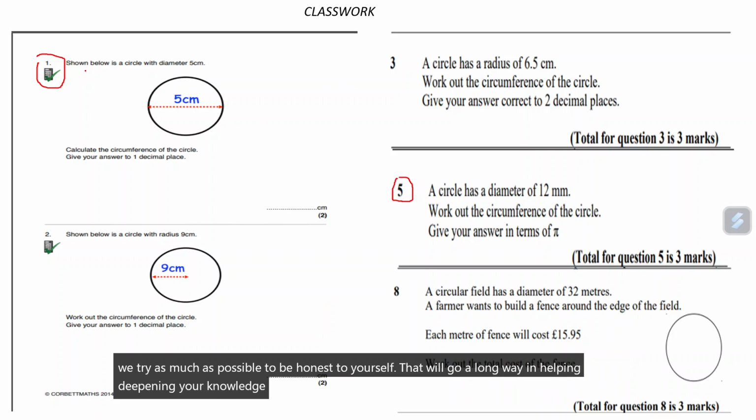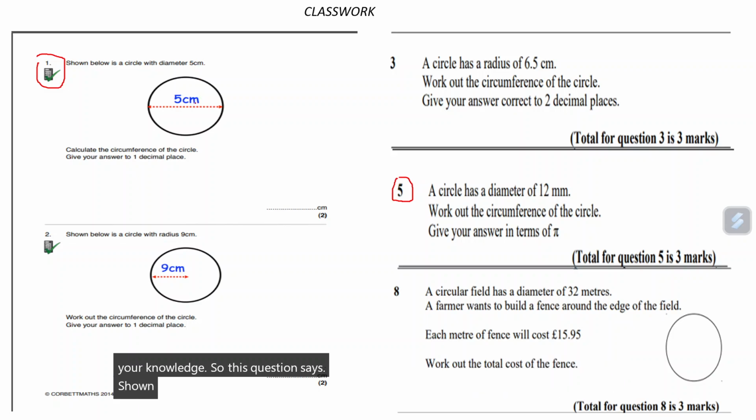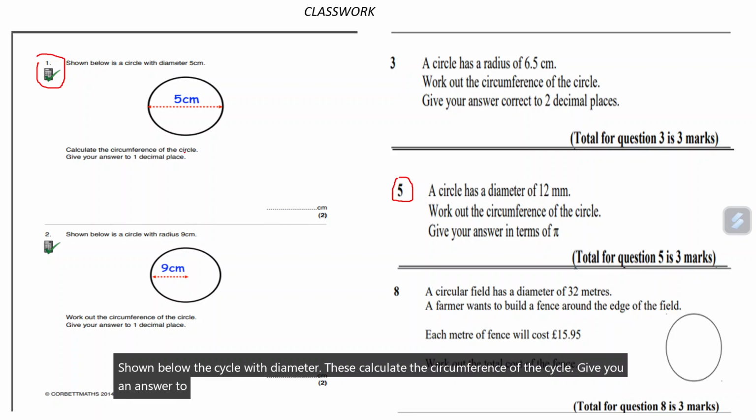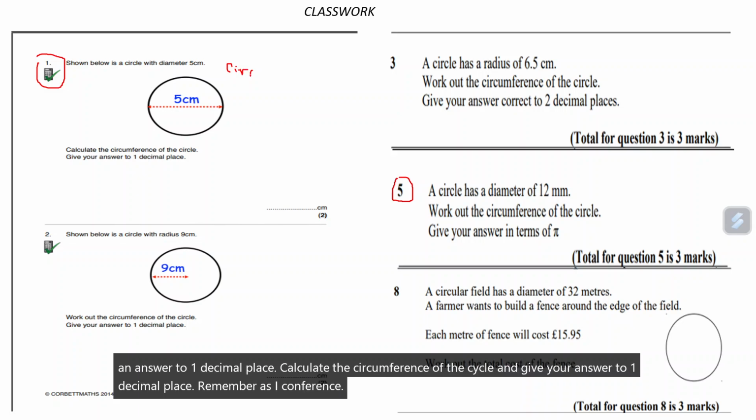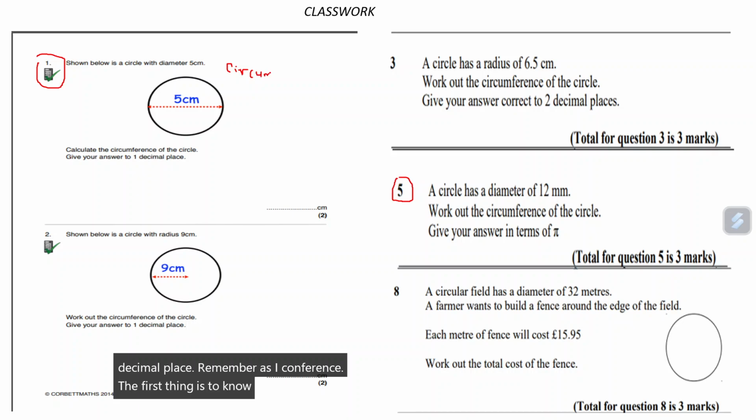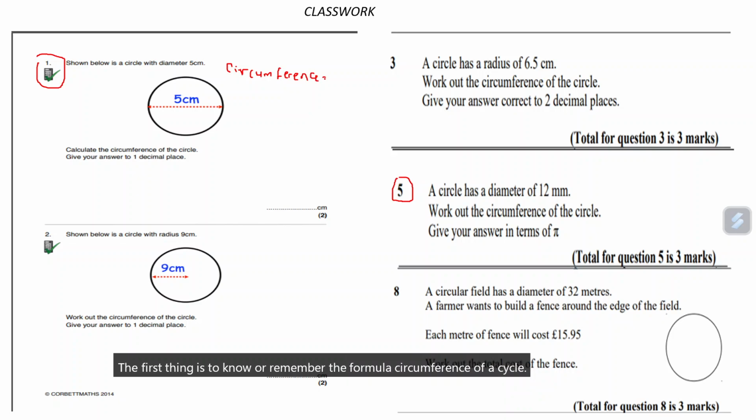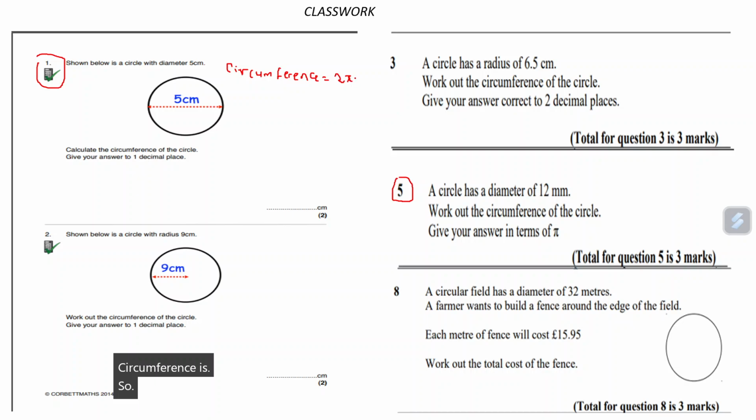So this question says, shown below is a circle with diameter 5. Calculate the circumference of the circle. Give your answer to one decimal place. Remember, the first thing is to remember the formula. Circumference is 2 pi r.